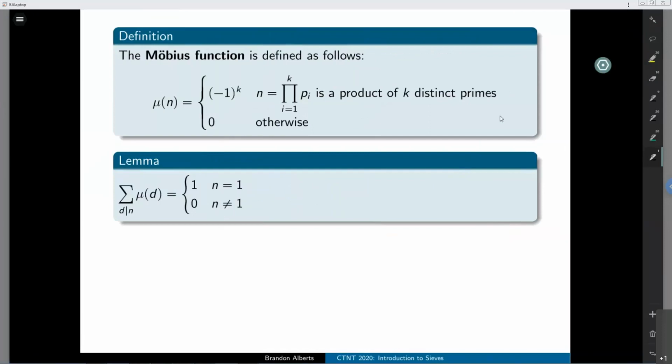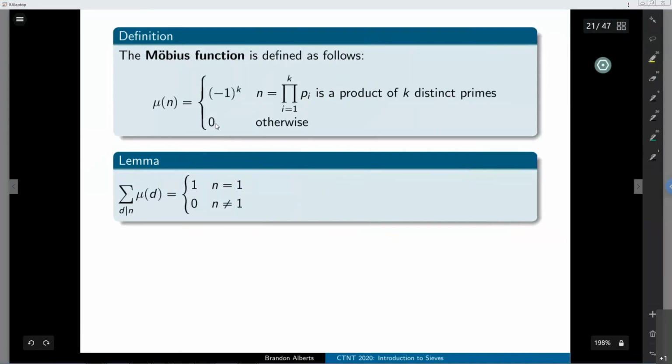Here's the definition of the Mobius function. If n is a product of distinct primes, so it's not divisible by any squares, then the Mobius function is -1 to the power of the number of primes. Otherwise, the Mobius function is 0. So if you plug in a square or anything divisible by p squared, you get a 0 here.